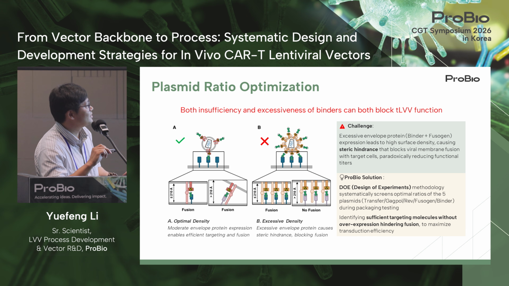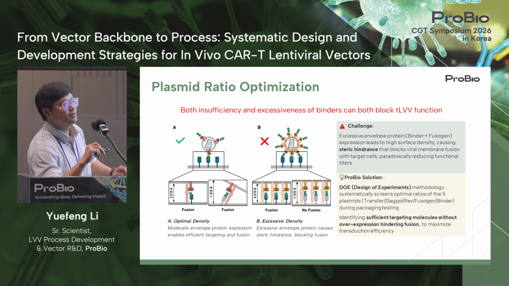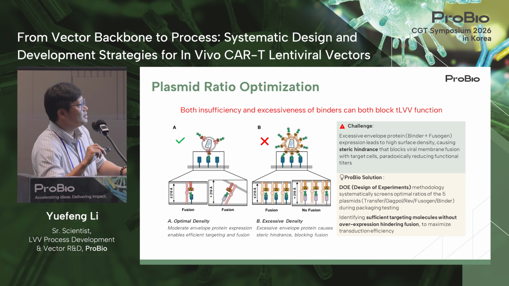For example, if we use insufficient binder, this tLVV will not be able to bind T cells. But if we use too much of the plasmids which will express the binder, the binder will be too enriched on the envelope of LVVs. And then there is some spatial hindrance between the binder and the fuser gene, and this will also cause difficulty for the LVVs infecting the host cells. So a very optimal amount of binder is very important to make efficient tLVVs.